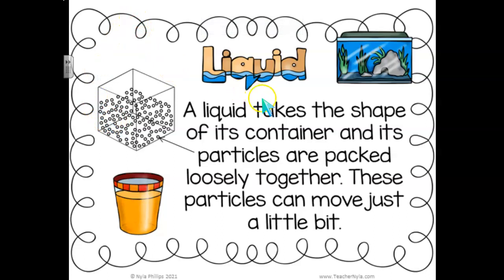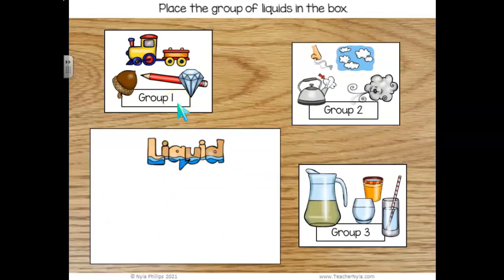A liquid. A liquid takes the shape of its container, and its particles are packed loosely together. These particles can move just a bit. That's why liquid moves around. All right. We have water in this fish tank. It took the shape of that container of the fish tank, and orange juice in a glass. All right, so which shows liquids? Group 1, Group 2, or Group 3? Group 3 is the liquids.